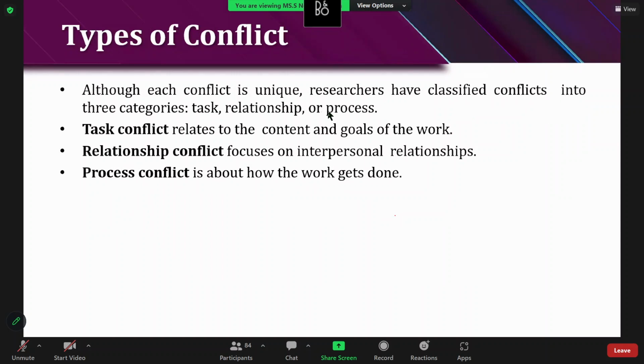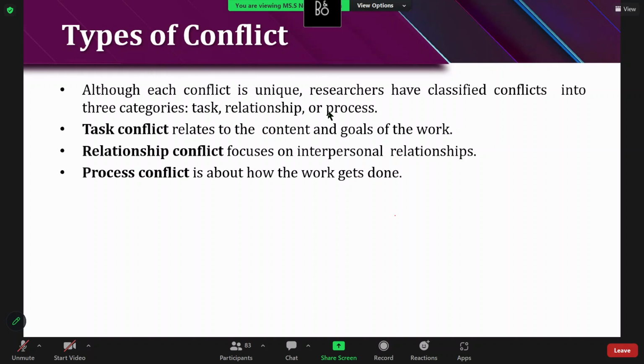Okay, so we can categorize conflict on another basis. Although conflict is unique, researchers have classified conflict into three categories. So we can categorize conflict on another basis, where it has been divided into three different categories. The first one is task conflict. The second one is relationship conflict. The third one is process conflict. Okay, so there are three different conflicts.